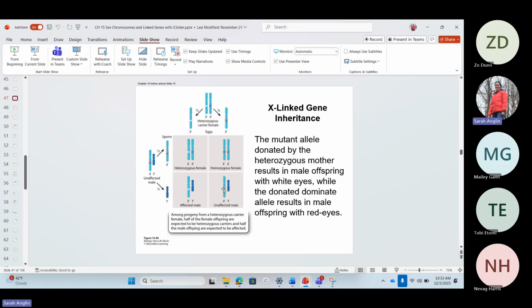And when we're just looking at the males, we see how this male is affected because its X has that mutant allele, where the unaffected male has that wild type allele. They made the gene colored white, so that helps us understand that affected males have white colored eyes. So that works for me. All right. Any questions about this?